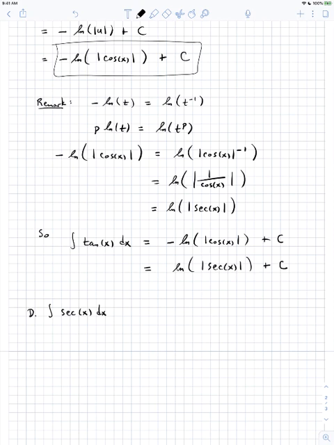Now, the antiderivative of secant of x is found using a technique which is similar to the one used for tangent, but much more bizarre.